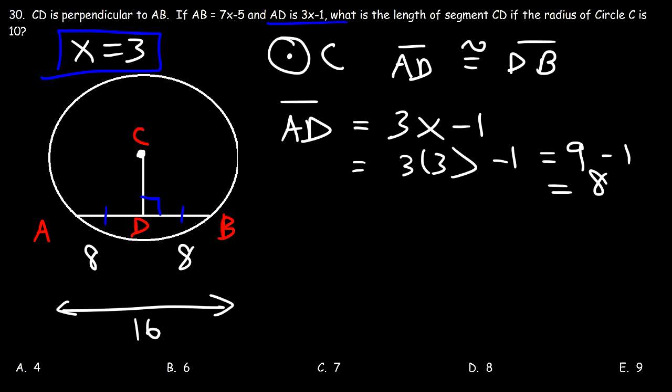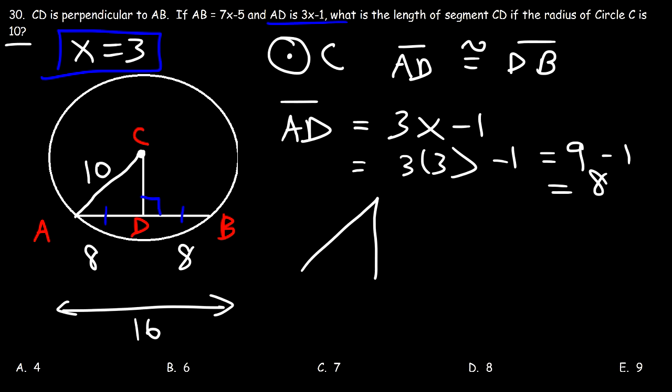Now let's draw a line from the center to point A. So anytime you draw a line segment between the center of the circle and any point on the circle, that represents the radius of the circle. So if AC is the radius of the circle, then AC is 10.